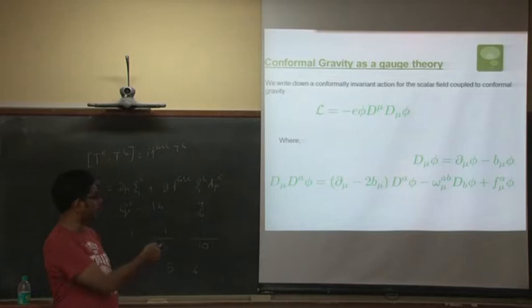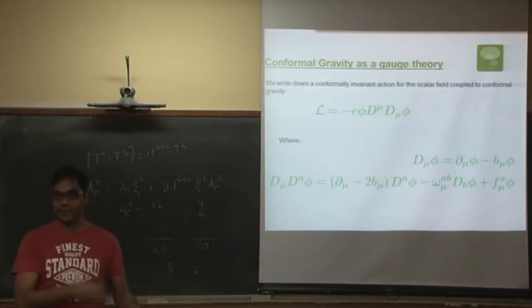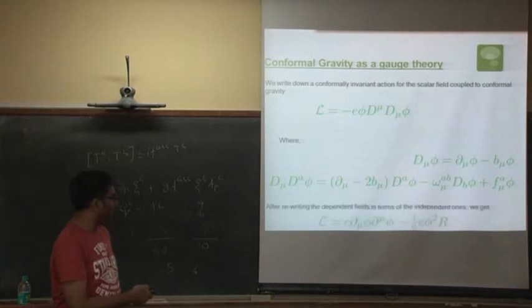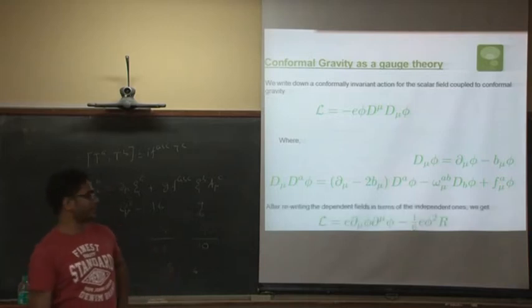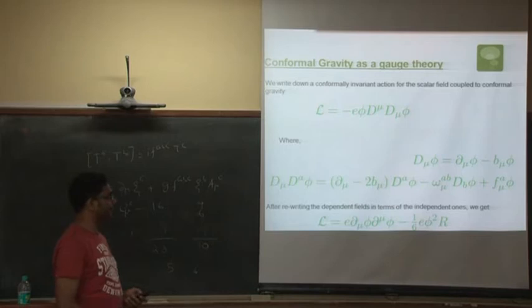And if you put back omega mu AB and h mu A, whatever you got in terms of the independent gauge fields, then you get the Lagrangian to be simply this. There is no b mu, there is nothing. So there is only E and phi, of course.